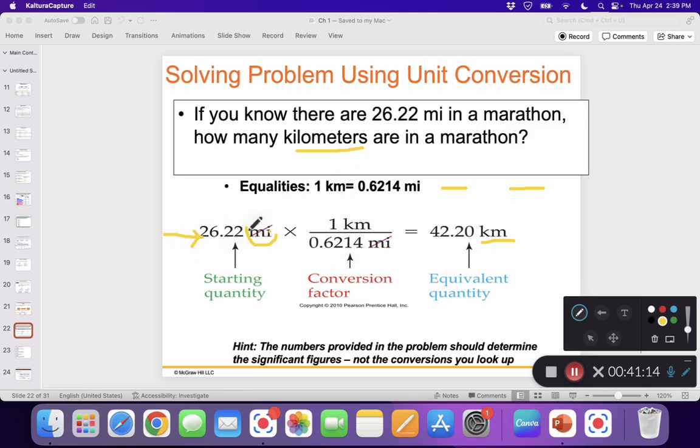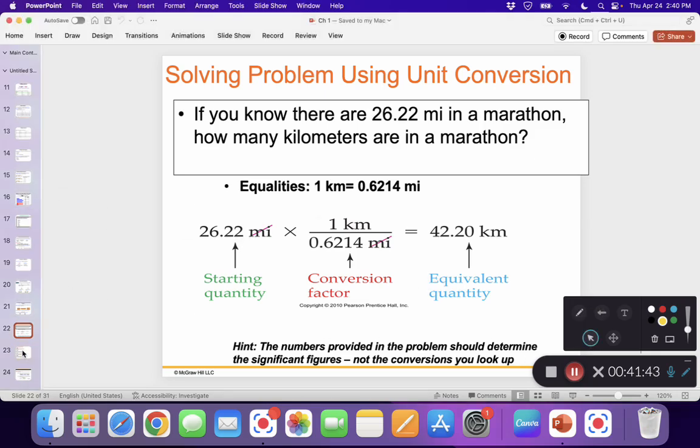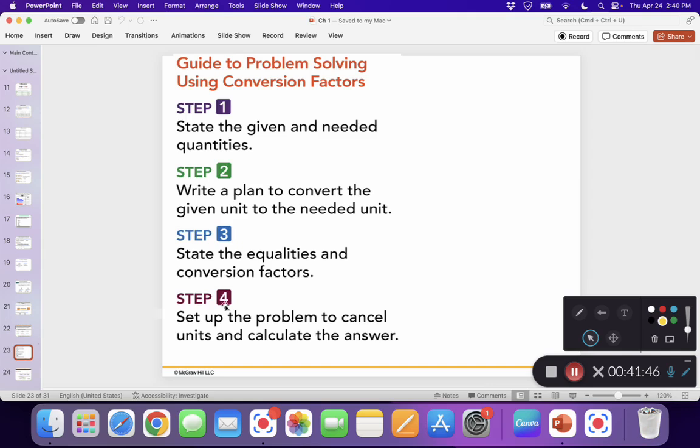The 26.22 miles is the measured number. It has the uncertainty. We have to talk about significant figures for them. Here we have 4. So if your calculator just shows 42.2, then you can add 0. So now we have 4 sig figs here, right? 42.20, which is the equivalent quantity. So that is how we work on that math over here. Now let's try a few questions.